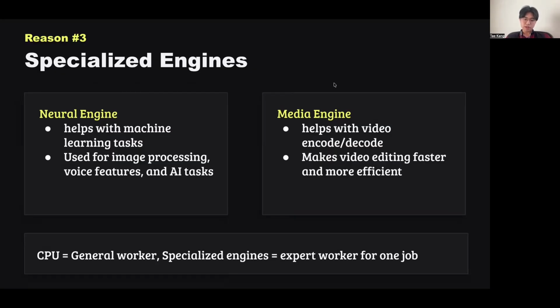You can think of the CPU as a general worker, and you can think of the Neural Engine and Media Engine as specialized engines, or expert workers, for one job.